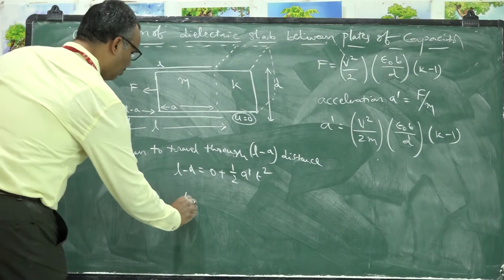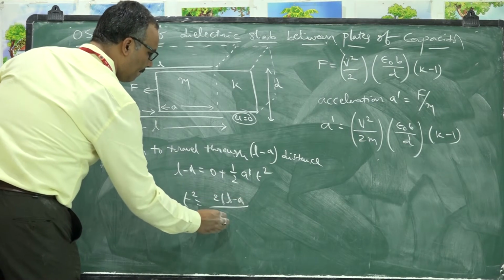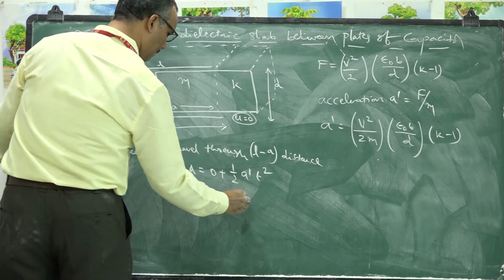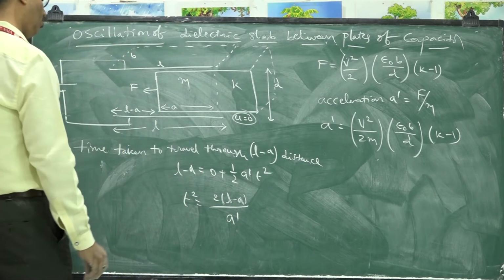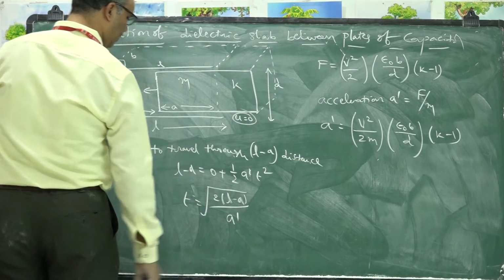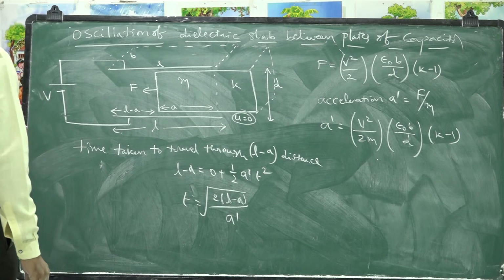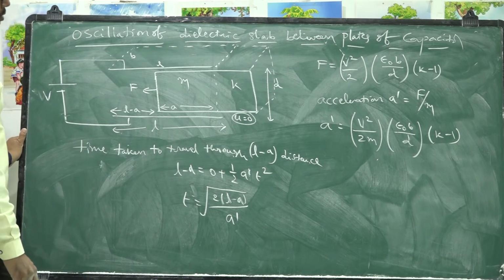Then time square is given by 2 into L minus a by a dash. If you want time, you should take the square root of this. Already we calculated the a dash value, so you can get the time value here. But I need the time period.